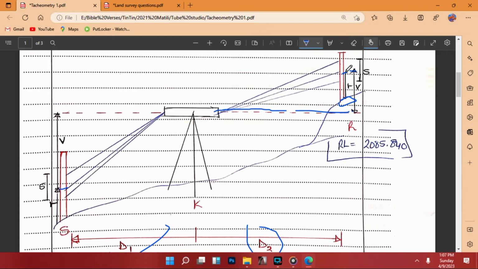Then we subtract the vertical distance V in order for us to come to the line of axis or line of collimation of the instrument. So when you subtract, we move to the line of collimation of the instrument, and then we move below. So we subtract the height of instrument. If you subtract the height of instrument, we'll get the reduced level of K.